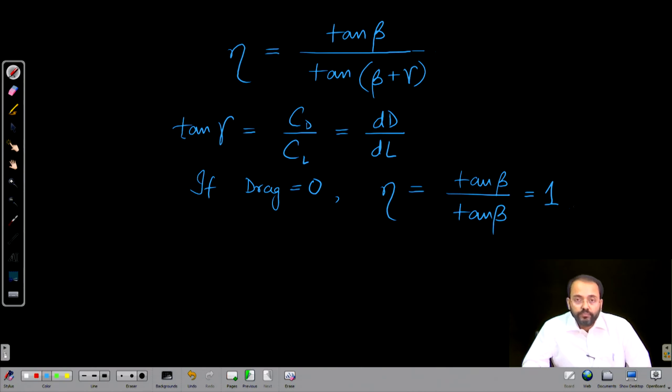Okay. So, we will continue with blade element theory with the induced velocities in the next class.